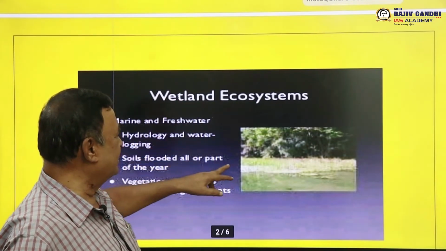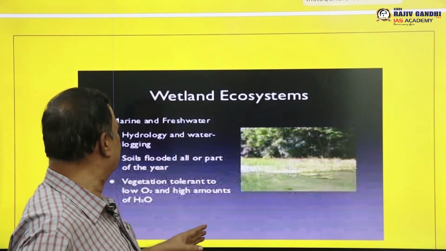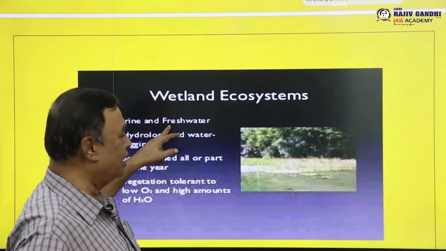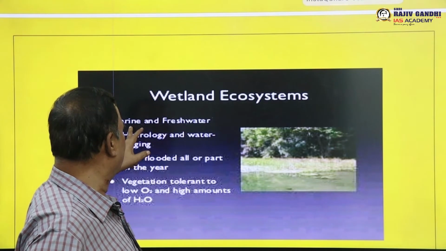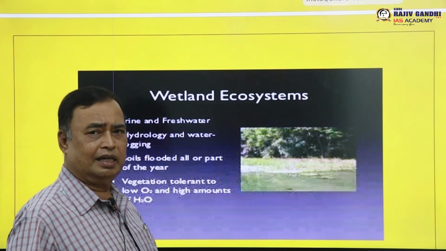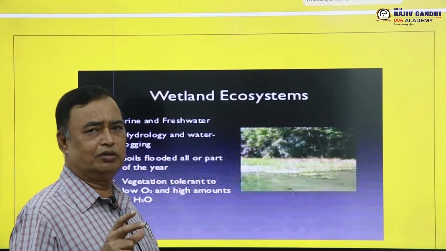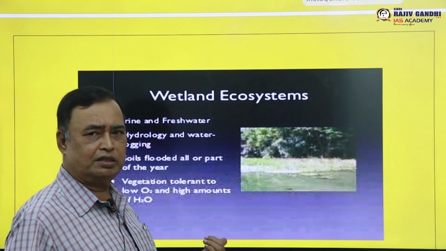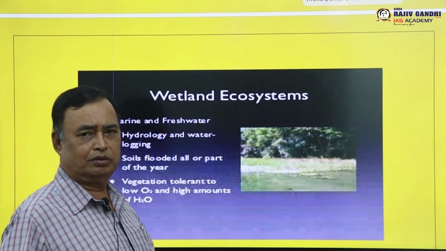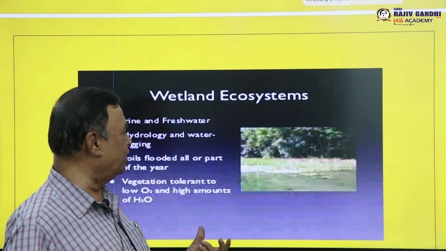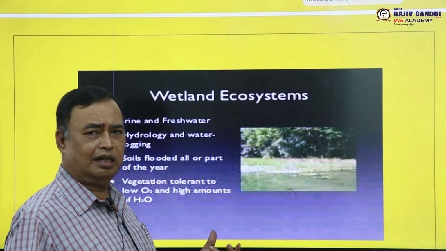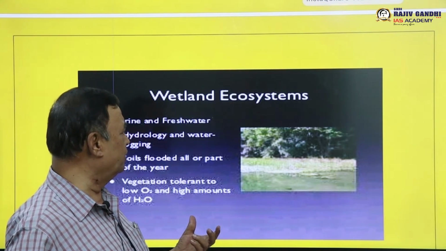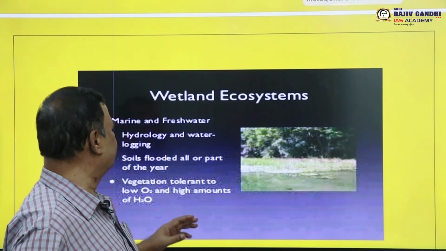So, wetland is considered as a separate ecosystem because of the following reasons. It is a marine and freshwater ecosystem. For example, marine means it is along the river mouth. The best example is Sundarban. Freshwater means Loktak Lake, Manipur. So this is a freshwater lake, also called a floating lake, peculiar to the whole world.